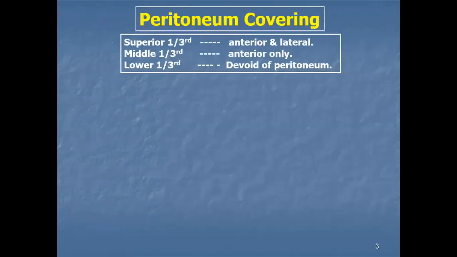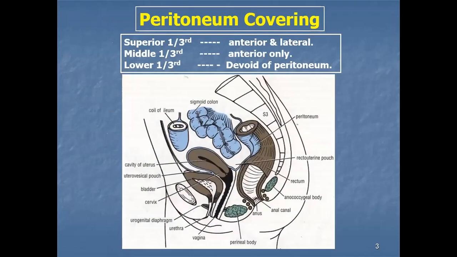Coming to the peritoneal covering of the rectum, it is divided into upper one third, middle one third, and lower one third. In the upper one third, the rectum is covered anteriorly and laterally, even though it is retroperitoneal, meaning behind the peritoneum. As you can see, this blue colored structure is the peritoneum. Anteriorly as well as laterally, it is covered by peritoneum, but it has no mesentery. So anteriorly and laterally, it is covered by peritoneum.